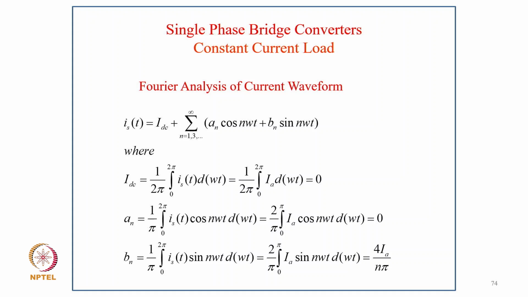So Is equal to IDC plus sum over n equal to 1, 3 to infinity in bracket an cos n omega t plus bn sin n omega t, where IDC equal to 1 upon 2 pi integral 0 to 2 pi of is d omega t, that is 1 upon 2 pi integral 0 to 2 pi of Ia, that is equal to 0, and an equal to 1 upon pi, integral 0 to 2 pi of is cos n omega t, that is equal to 1 upon pi integral of Ia cos n omega t equal to 0, and bn equal to 1 upon pi integral 0 to 2 pi of is sin n omega t d omega t, so that is 2 upon pi integral 0 to pi of Ia sin n omega t d omega t, that becomes 4 Ia upon n pi.